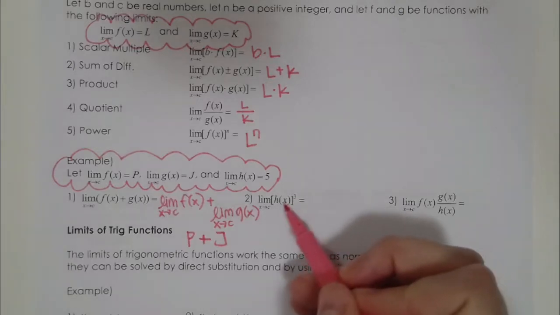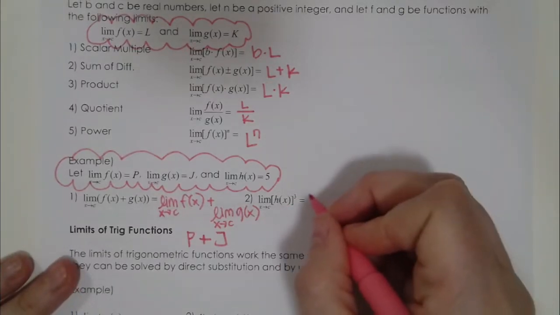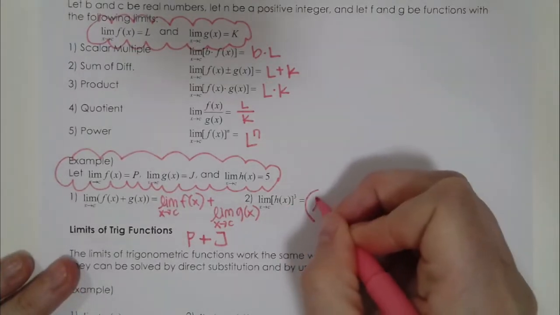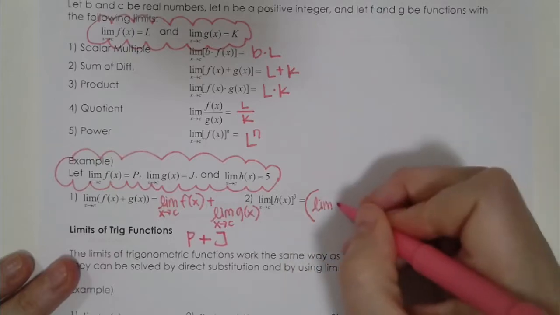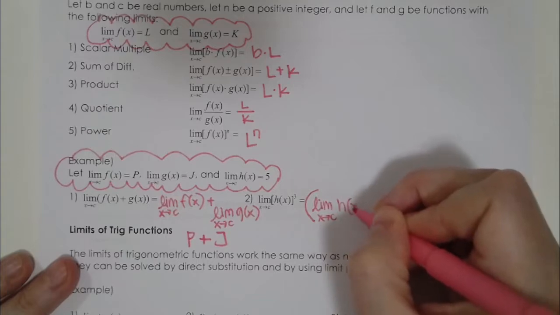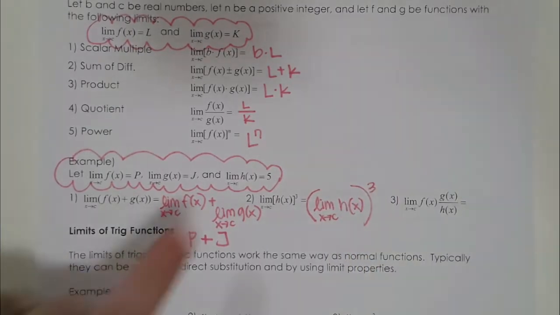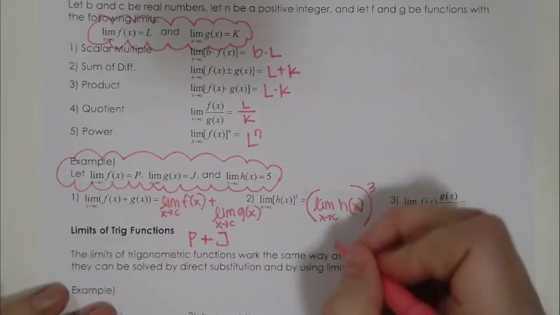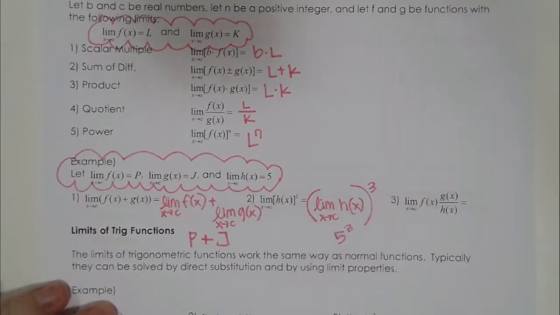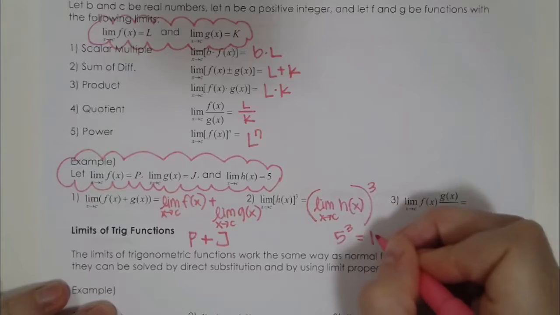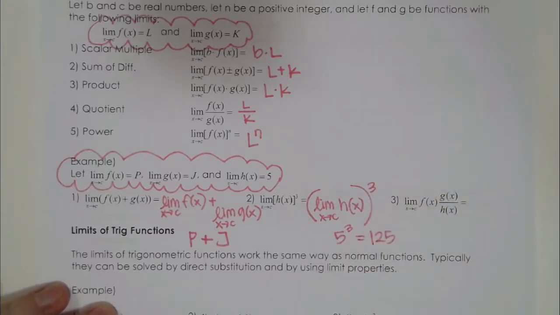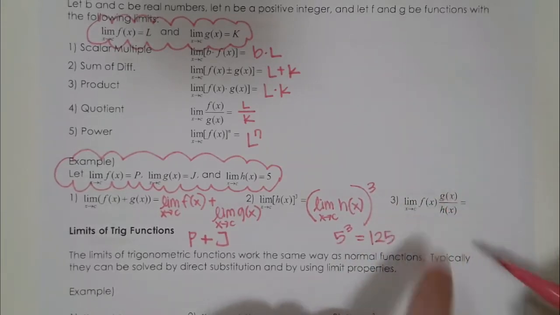Here's our power rule right here. So what this is saying is we want to take the limit as x approaches c for h of x, and then we'll take that to the power afterwards. So the limit of h of x is 5, and then to the power of 3, we can evaluate that and we get 125.